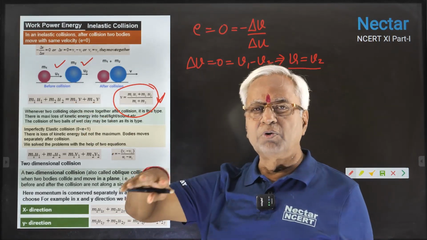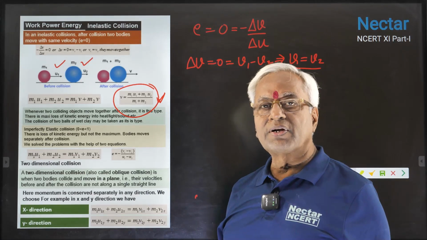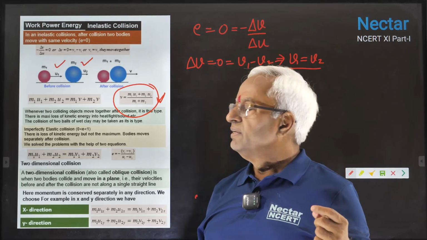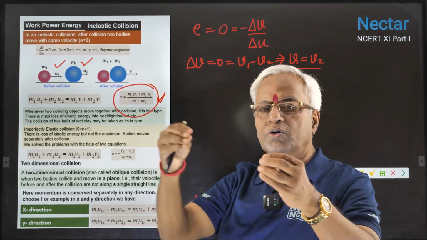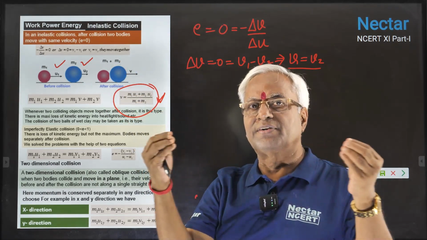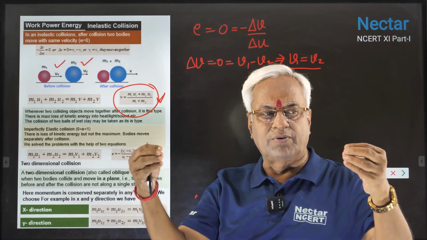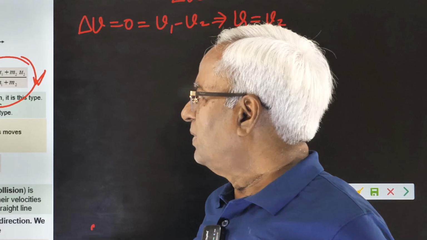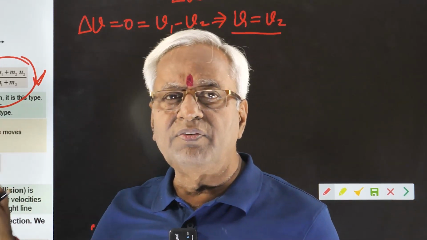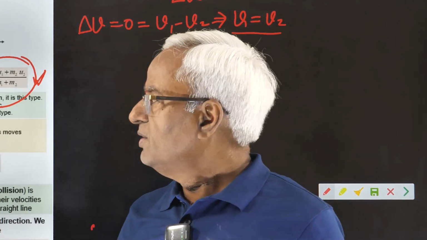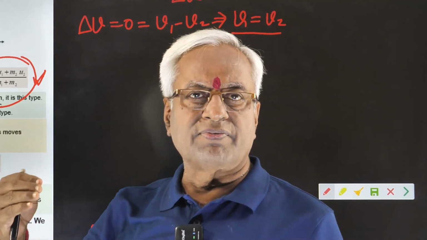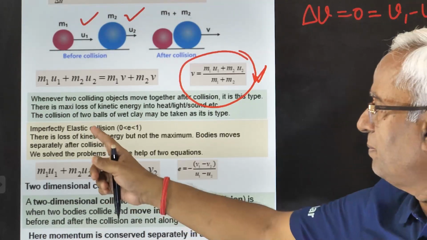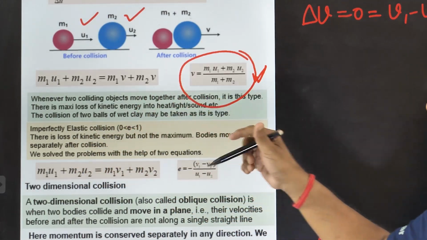Third type, that is more practical. Perfectly elastic collision is possible between fundamental particles. Perfectly inelastic is possible when the two bodies stick together like wet clay balls. If they collide, they will stick together. This could be the example. But the more practical and very frequent in nature is in between, that is neither perfectly elastic nor perfectly inelastic. That's known as imperfectly elastic collision.